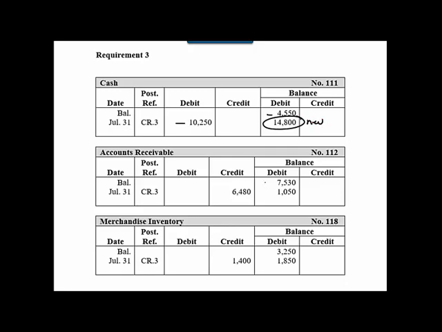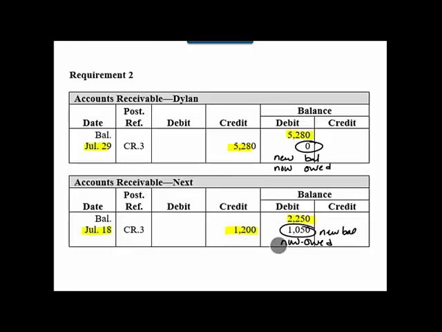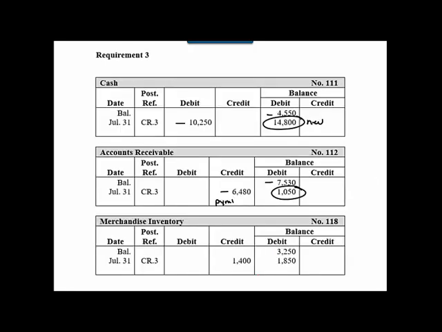Accounts receivable started with a debit balance of $75.30. I credited it when I got those payments in, right? So the new balance is $1,050, which is the sum of these two, right? 0 plus 1050 gives me a total of 1050, and that's what's showing right here.